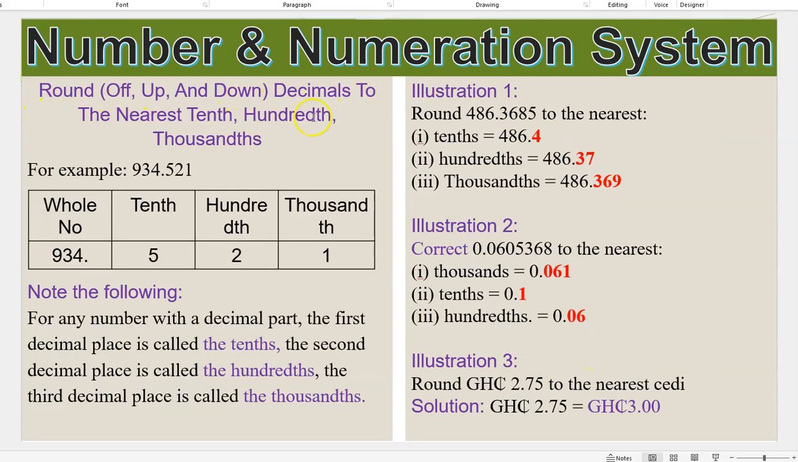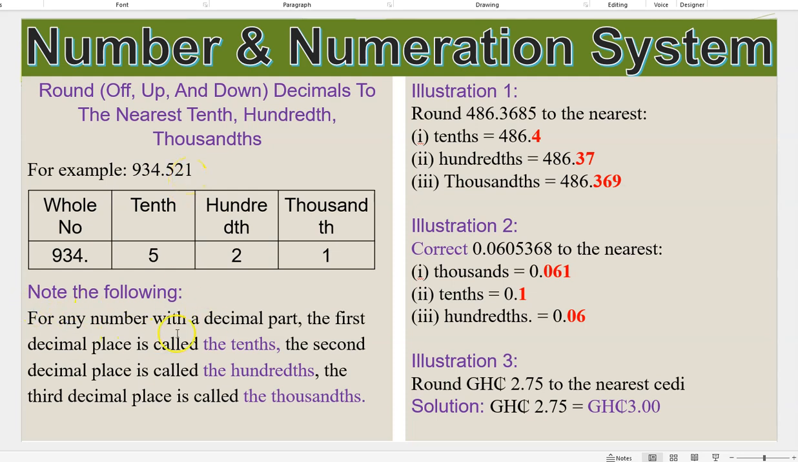Round off up and down decimals to the nearest tenths, hundredths, and thousandths. Now, for example, the figure we have here is 934.521. The whole of this, 934, is the whole number. The first figure here is tenths. The second figure, which is 2, is hundredths. And the third figure, which is 1, is thousandths. So 10, hundreds, and thousand. 10 times 10 gives you 100. 100 times 10 gives you 1,000. That is why we have 10, 100, and 1,000.